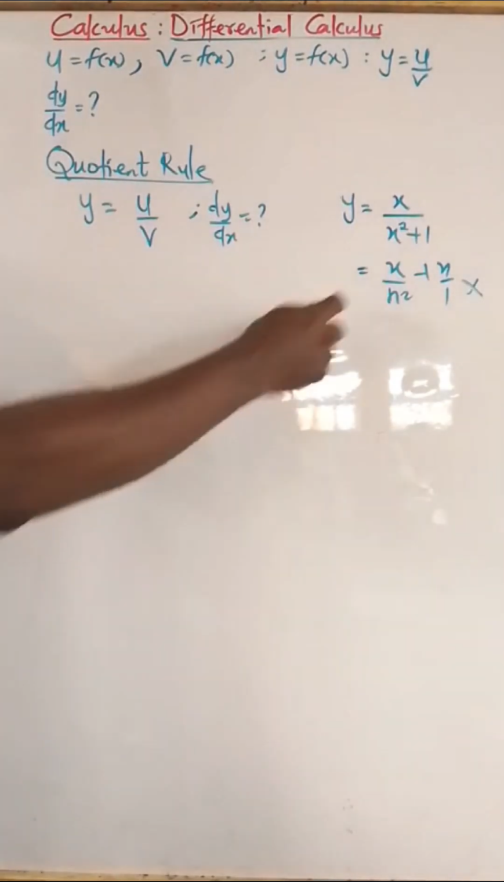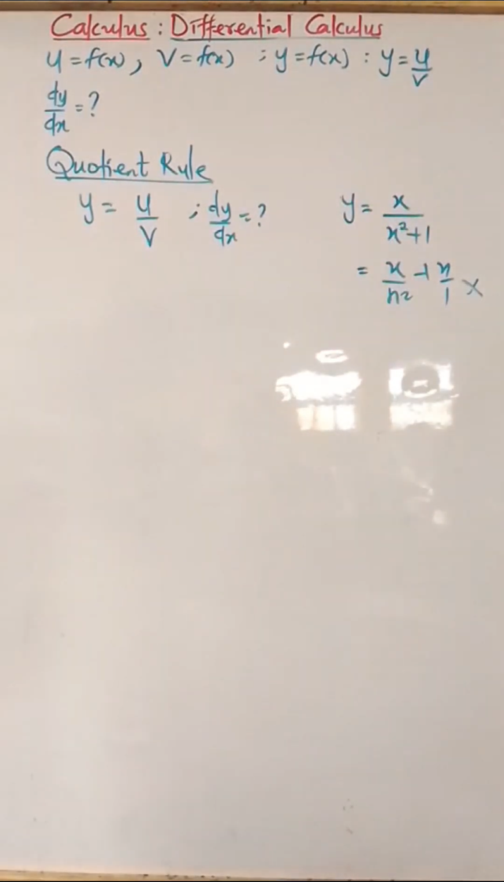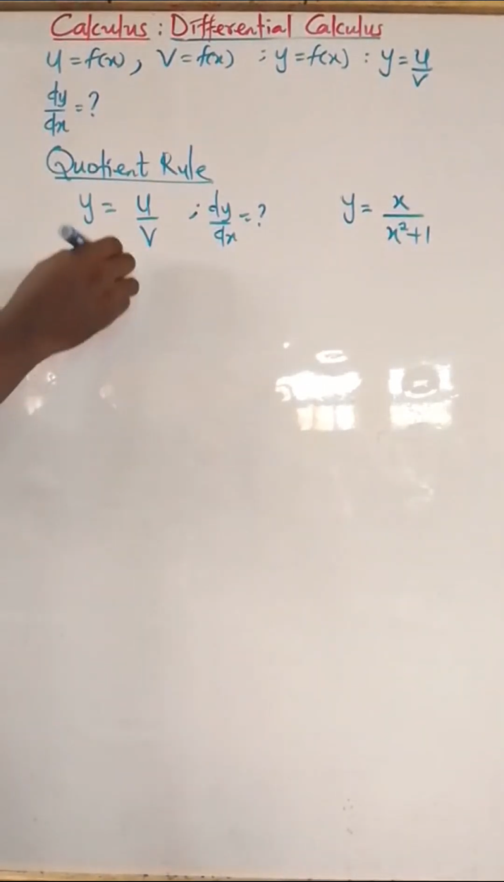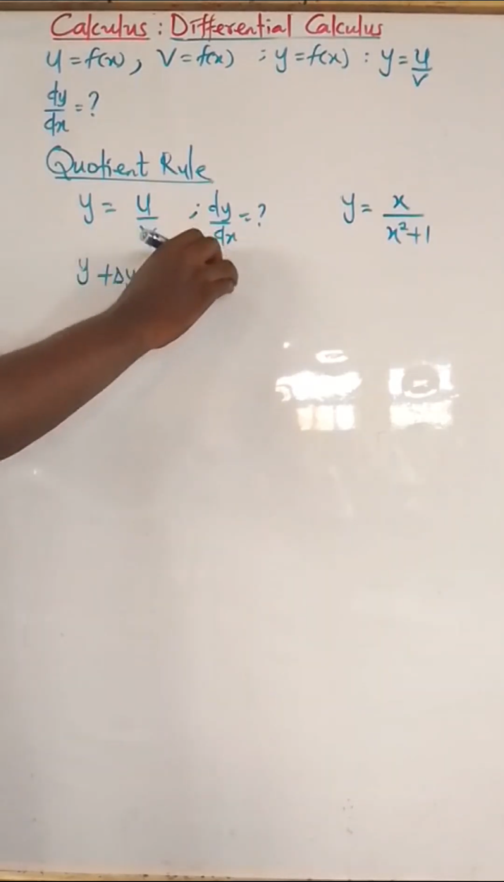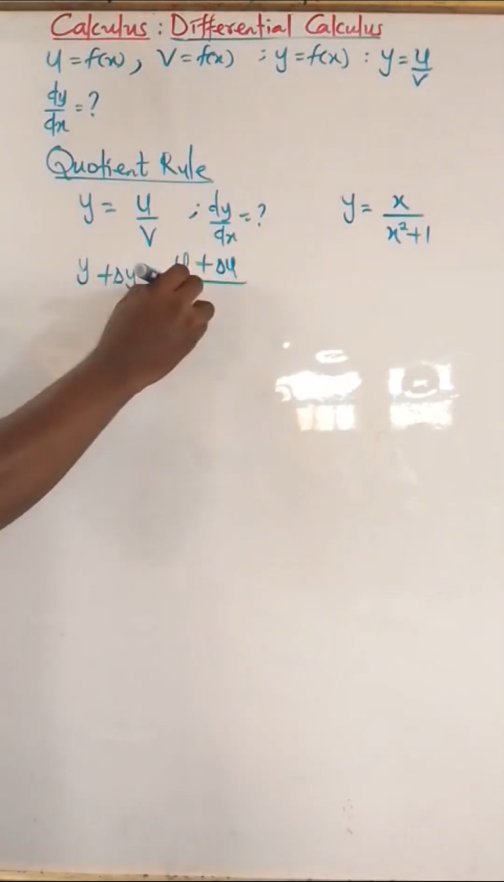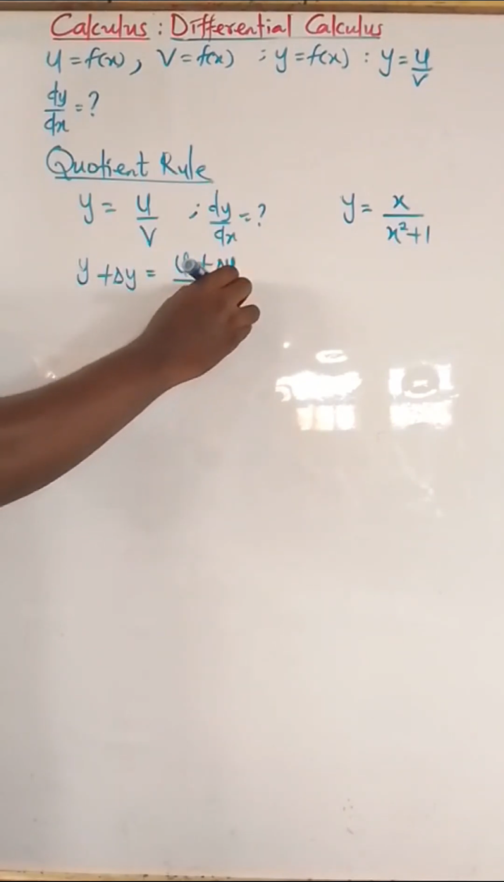So how are we going to look for the gradient of this function? We have to apply the quotient rule. Let's prove it. Okay, let's go on first principle. So there will be a corresponding change in y if there is a change in u and also a change in v.